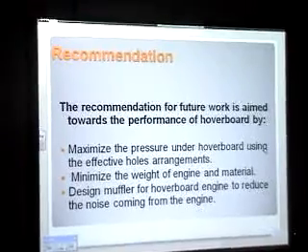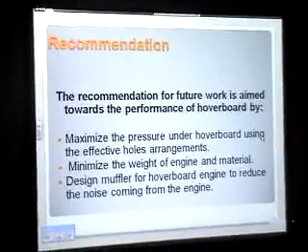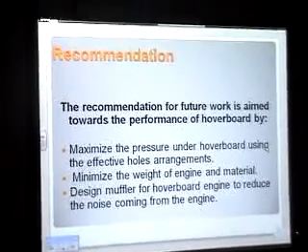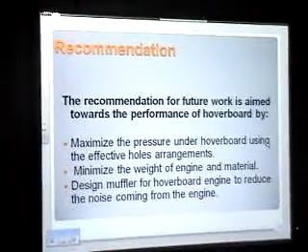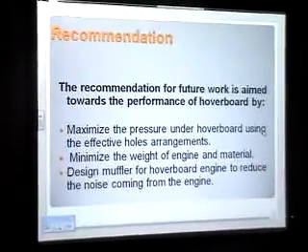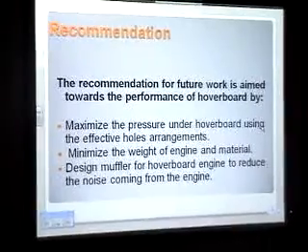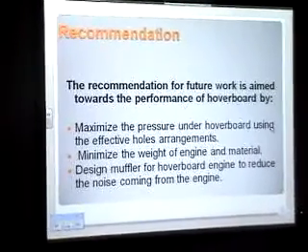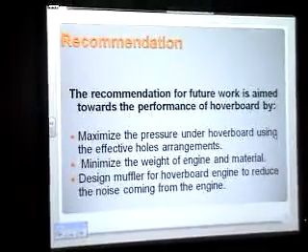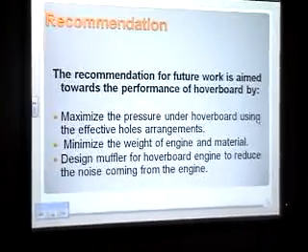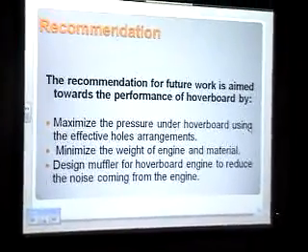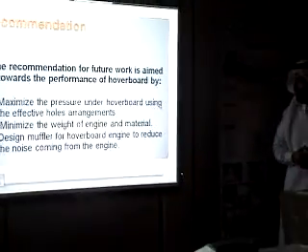Our recommendation for other students in the future is to maximize the pressure under hoverboard using an effective hole arrangement, and we recommend them to use the prepared removable plate which we have. And minimize the weight of engine and material. The third one is to design a muffler for hoverboard engine to reduce the noise coming from the engine.